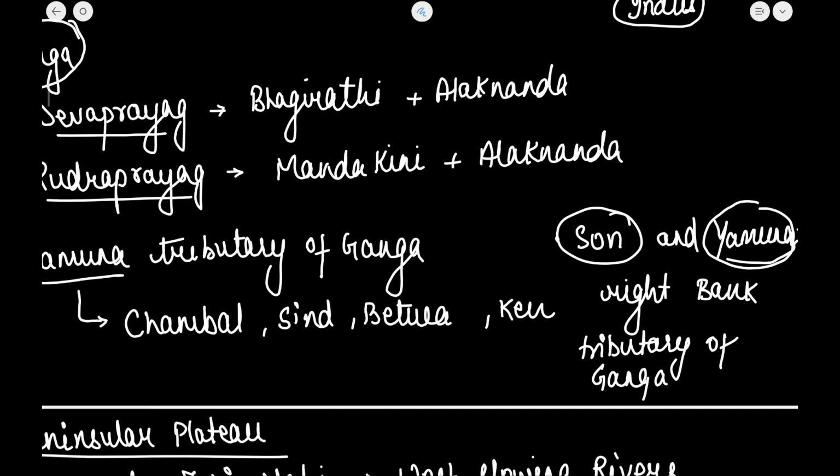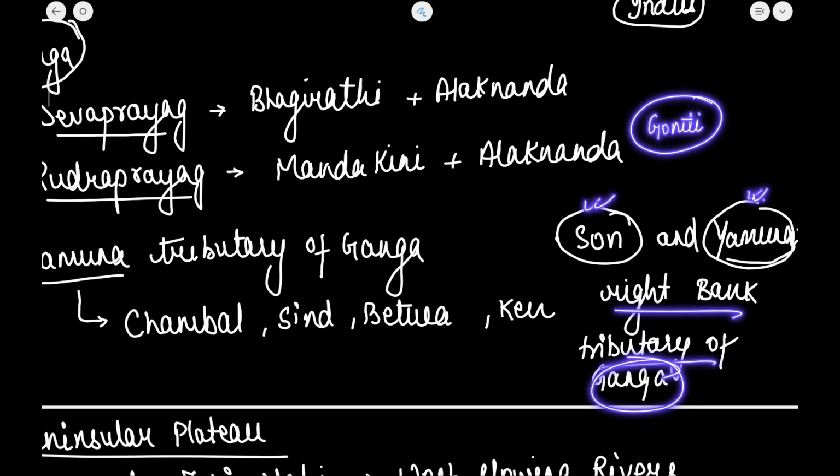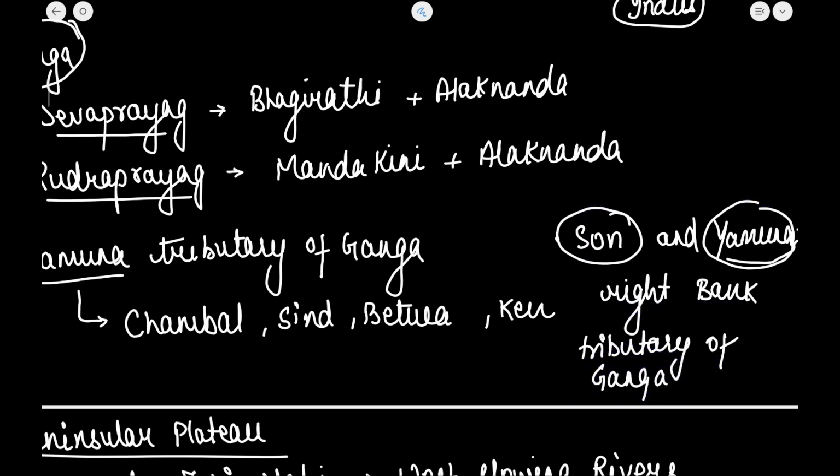If you know these facts, you can just revise, or if you are new to this video or new to these facts, you can just write it down or listen to this video multiple times. If I talk about the right bank tributaries of Ganga, the Son river is there, the Yamuna river is there, then there is river Gomti, etc. These all are the right bank tributaries of river Ganga.